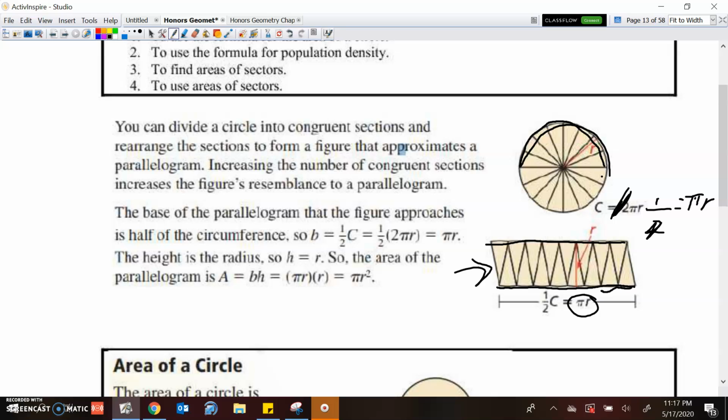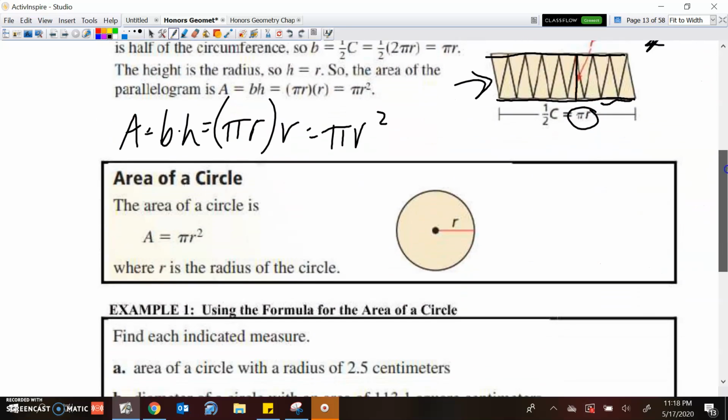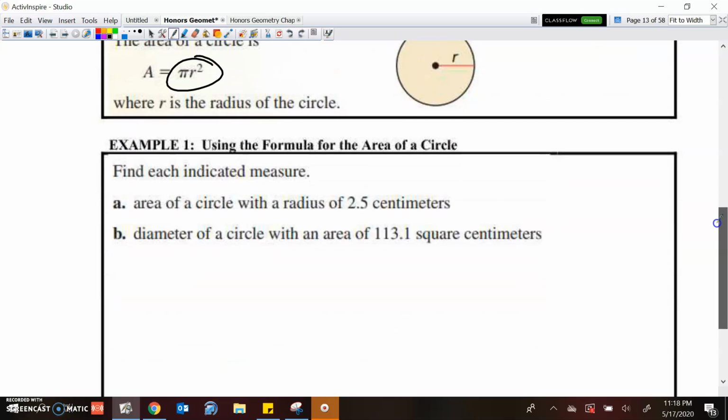So the base of my parallelogram, thinking of the formula for area of a parallelogram as base times height, is pi times radius. And then the height of the parallelogram, well, this distance here is the radius. And so you can see how we get pi r squared. Interesting how that came to be, and maybe you never questioned it, or maybe you have seen it before, but the formula for area of a circle is pi r squared. And at this point, I'm sure that just rattles off your tongue.